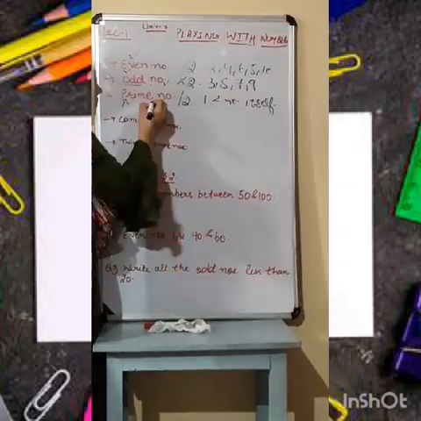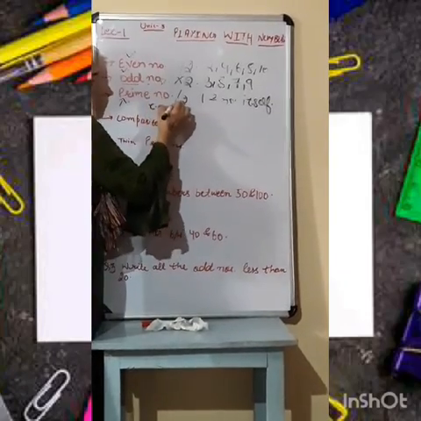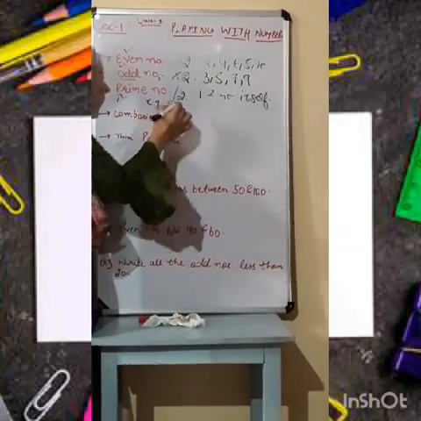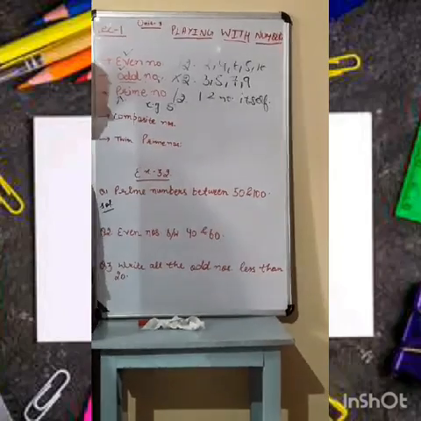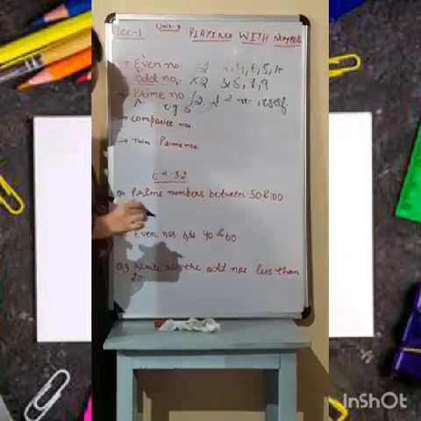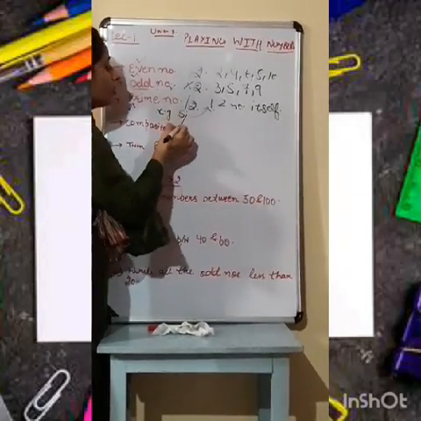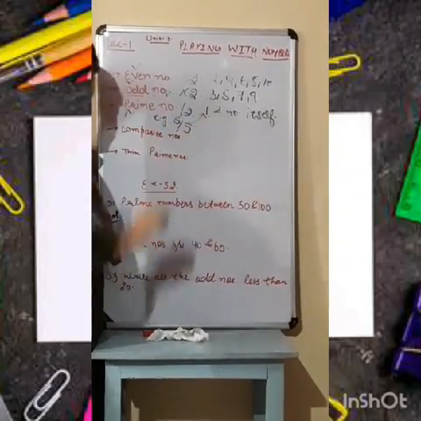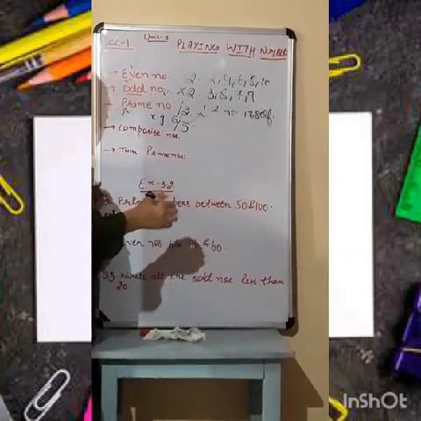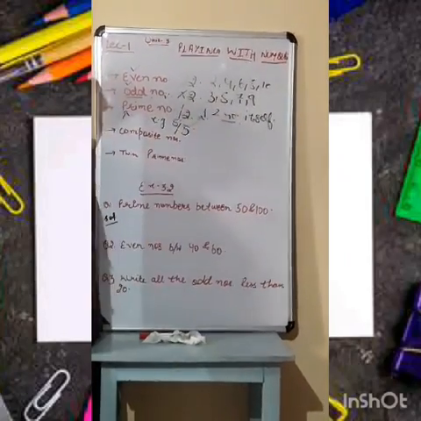Okay? Suppose I will take an example 5. 5 is a prime number. Why 5 is a prime number? Because 5 is also a factor of 1. 5 also comes in the table of 1 and 5 also comes in itself. Okay? So, prime numbers are those numbers which have only two factors.